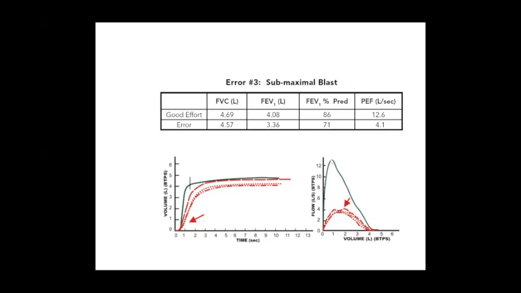If you can see the peak expiratory flow here for this patient, this is his predicted value and this is his actual value when he came to the lab and performed the test. This is not because he has a pathology, but because he had a submaximal blast or poor effort.